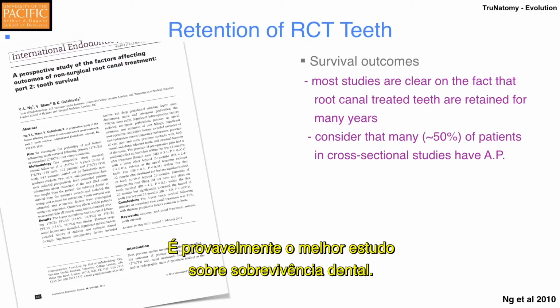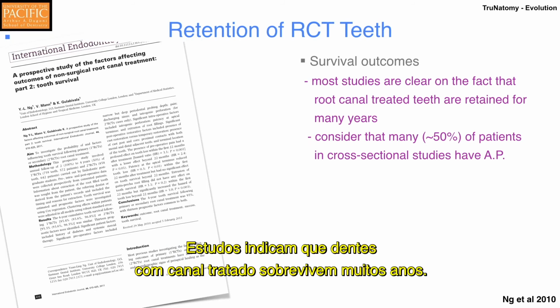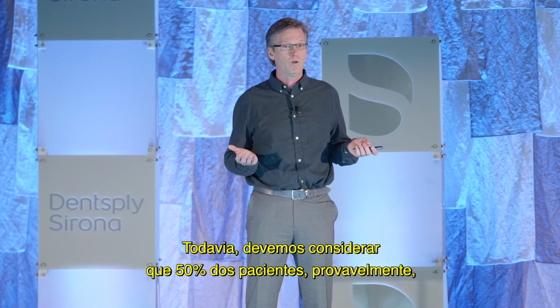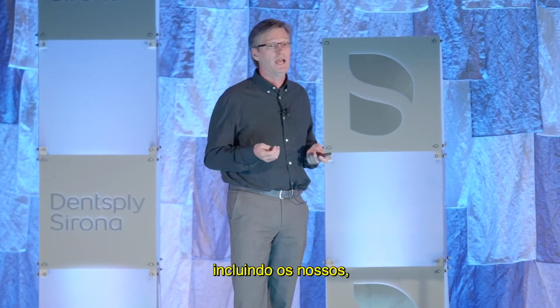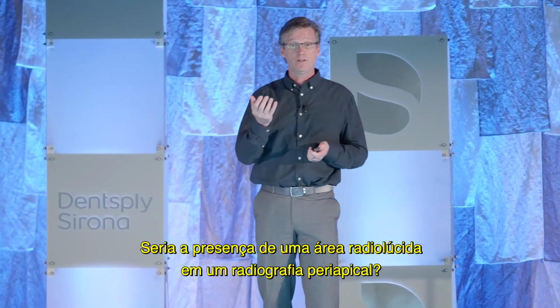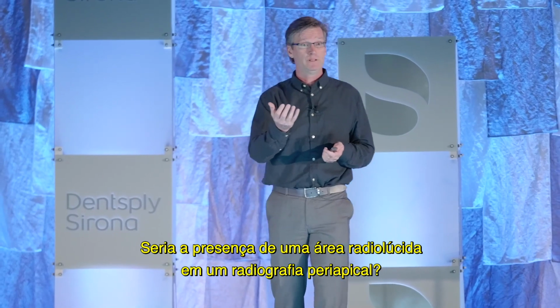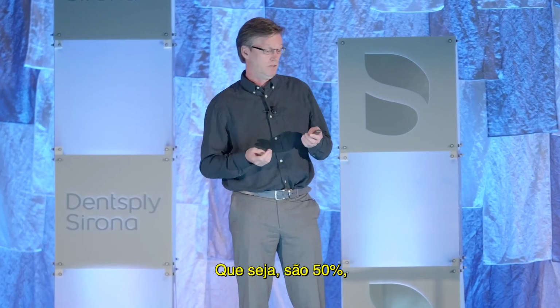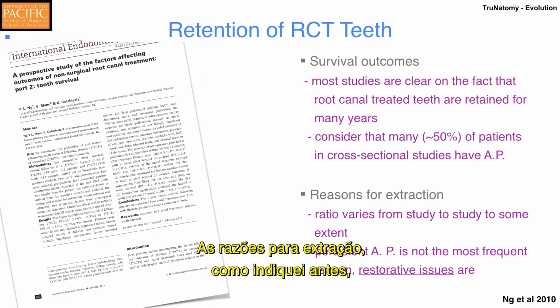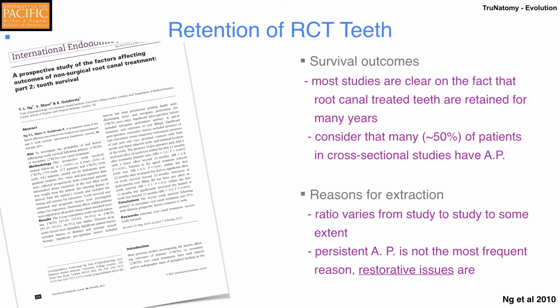And so this is probably the best study that we have in terms of survival outcomes. Most studies are clear on the fact that root canal treated teeth are retained for many years. However, we have to consider the fact that probably 50% of all patients, our patients included, have apical periodontitis. Wherever you define that, is it the presence of a radiolucent area in a periapical film, or what it is, 50%, looking into even cross-sectional studies of now. So the reasons for extraction, as I indicated earlier, are the 80-20, 75-25%.